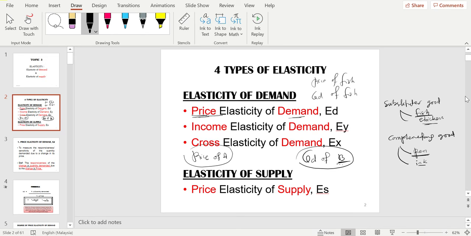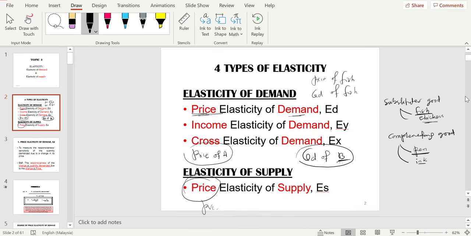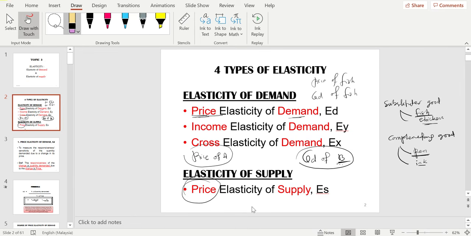Alright, then it's the price elasticity of supply. So same goes with this one. We would like to see the effect of the price of the product, for example, I write it down as price of chicken, changing, either increase or decrease. How will it affect the quantity supply? So that is the only difference. The one above is price of chicken, how will it affect the quantity demand?